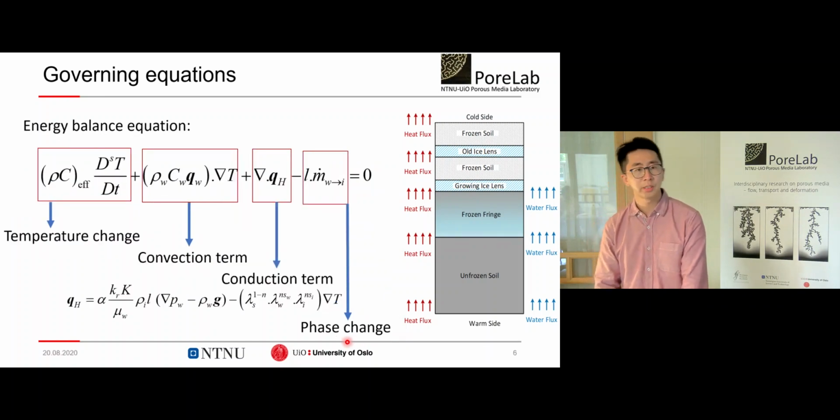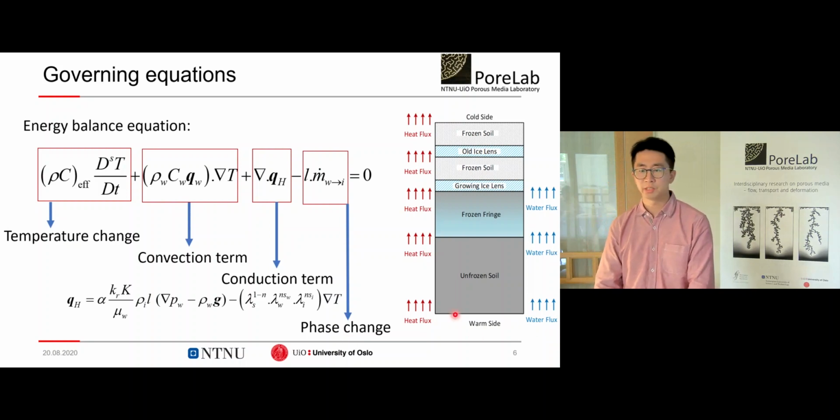Then the second one is the energy balance equation. As we can see here, the heat flux will also transfer from the warm side to the cold side. And here there are four terms. The first one is for temperature change. The second one is for convection. And the third one is for conduction. And here is the conductive heat flux. And the last one is for phase change. And we can obtain the m dot using the ice mass balance equation.